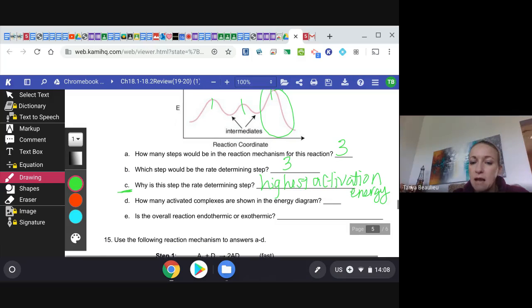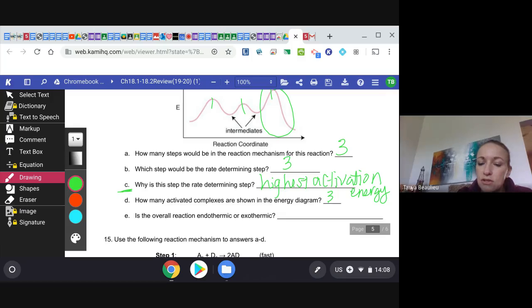How many activated complexes are shown? Well, you have 3 peaks. Each peak represents an activated complex, so you have 3 of them. And then this reaction here is exothermic. When the energy of your products down here is lower than the energy of your reactants to the left, then you have an exothermic reaction.